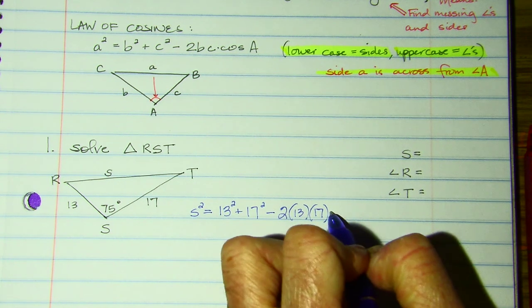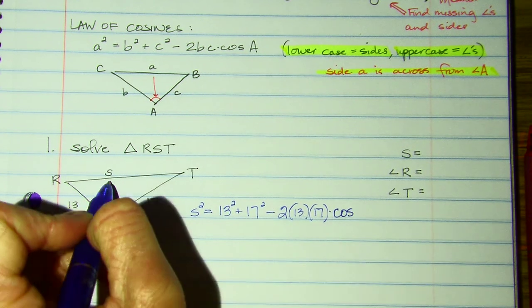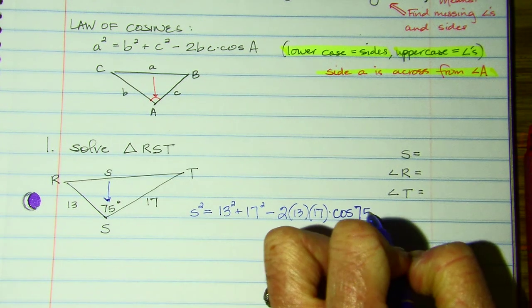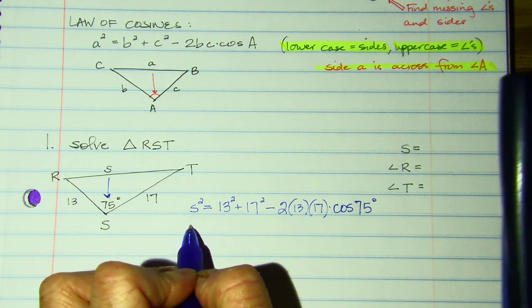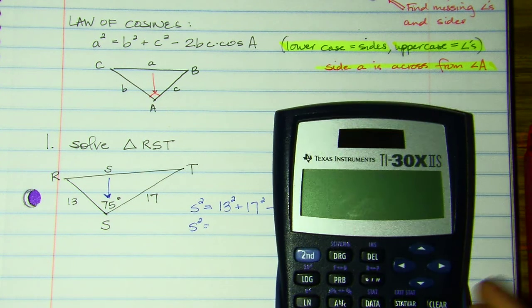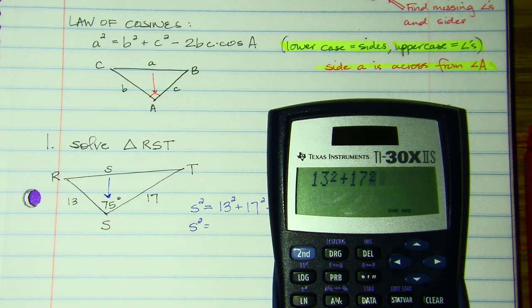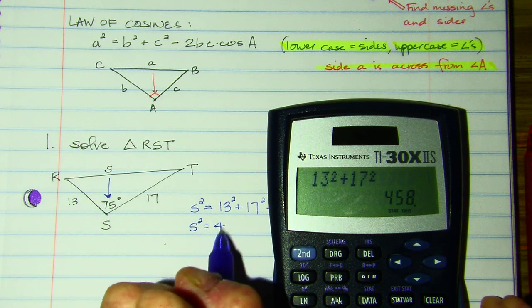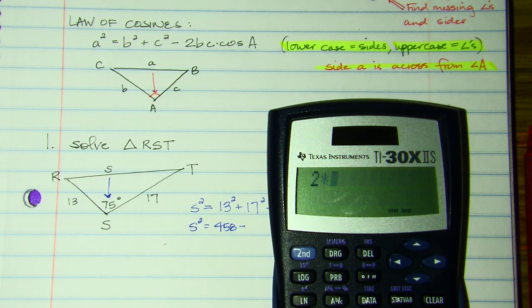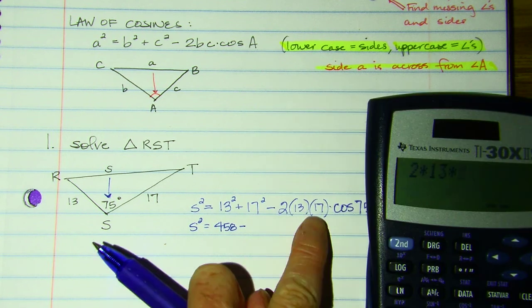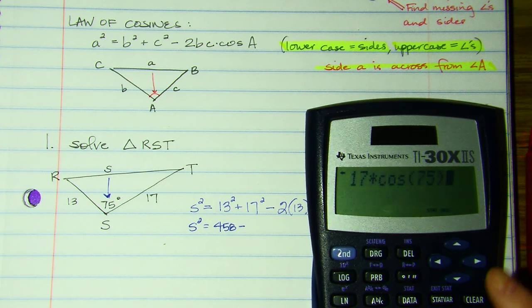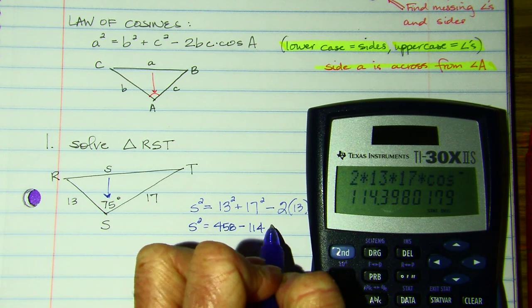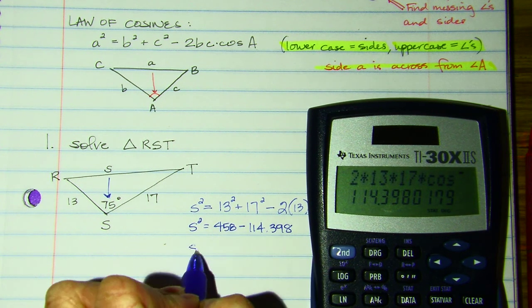And then times the cosine of the angle that's across from it. So 75 degrees. So it's a lot to enter. You could probably enter all of it at once, but I like to break it up a little bit. So s squared equals, I'm going to do the first part, 13 squared plus 17 squared, and I get 458, minus 2 times 13 times 17 times the cosine of 75. And I get 114.398.